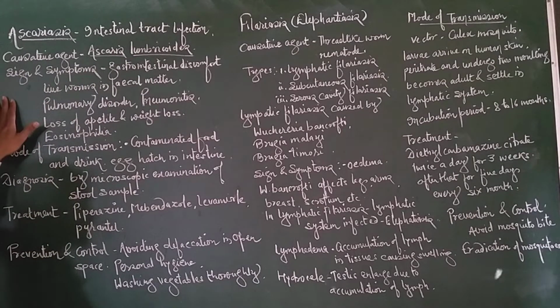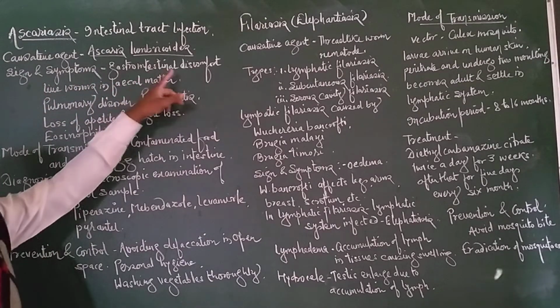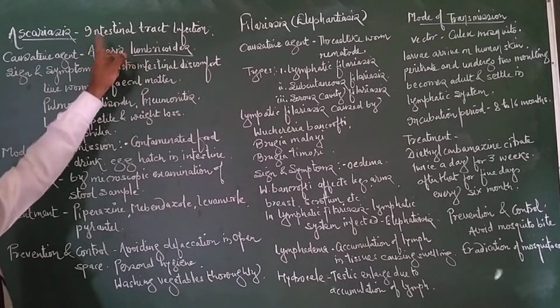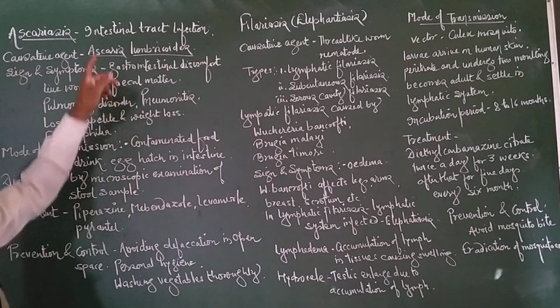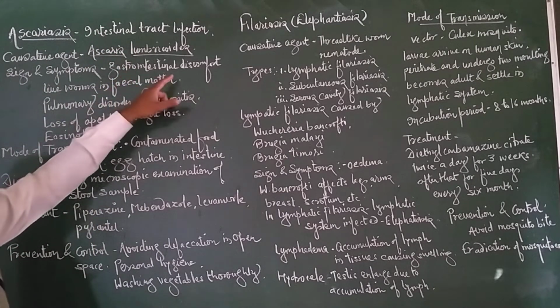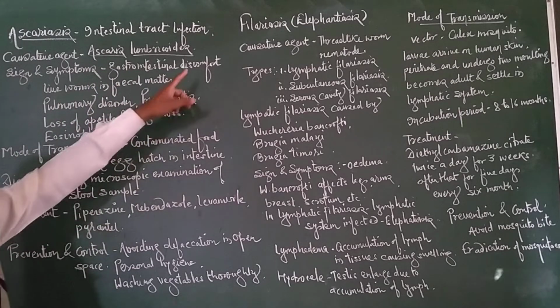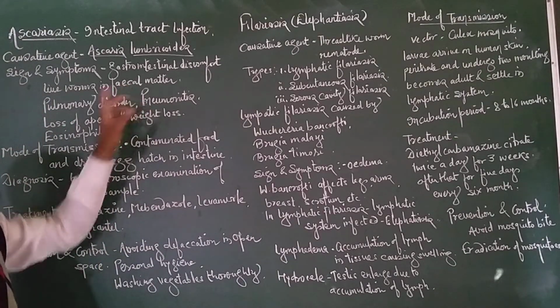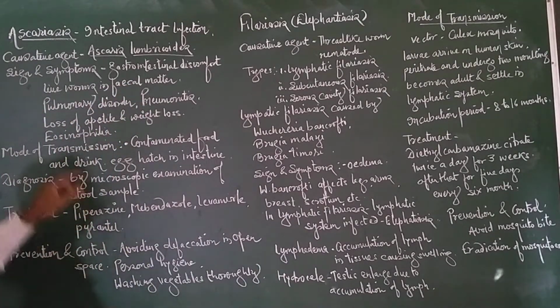See the signs and symptoms here. Gastrointestinal discomfort occurs, as this is an infection of the intestinal tract, accompanied by fever and vomiting also. Live worms are found in the fecal matter of the infected person.